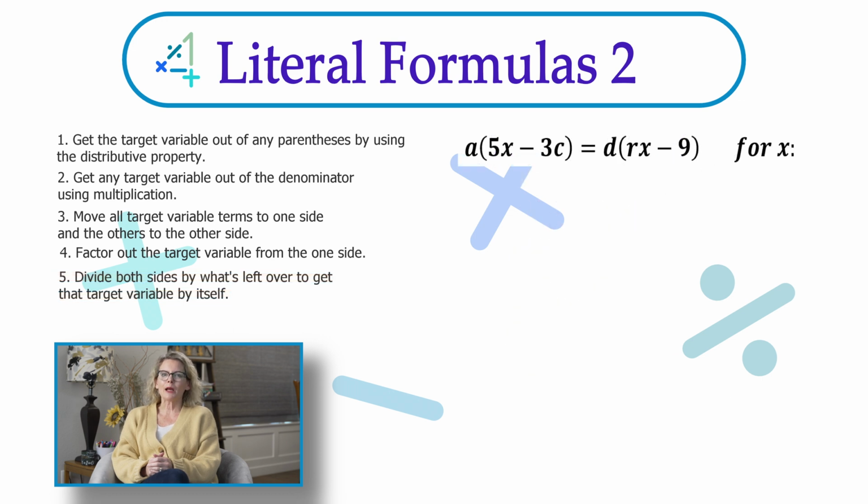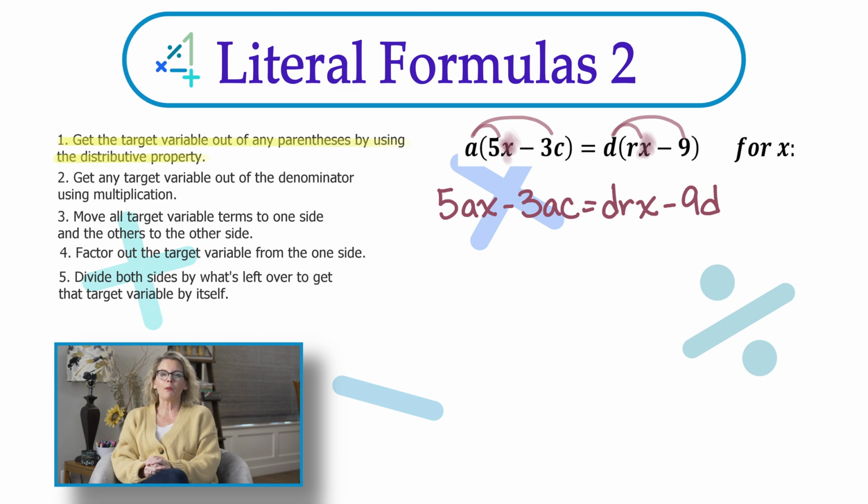Last one, best one for today. Solve a times 5x minus 3c equals d times rx minus 9 for x. Those x's are separated and locked inside these parentheses. We get to start at step 1 here. So what we'll do is distribute the letters in front first. 5ax minus 3ac equals drx minus 9d.